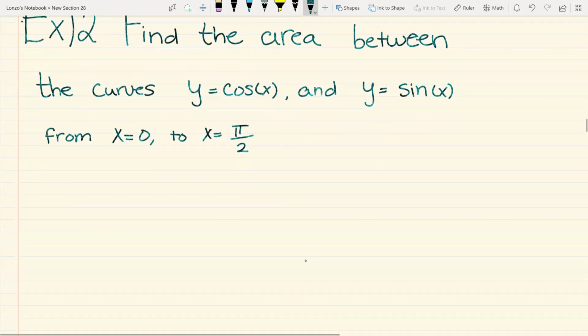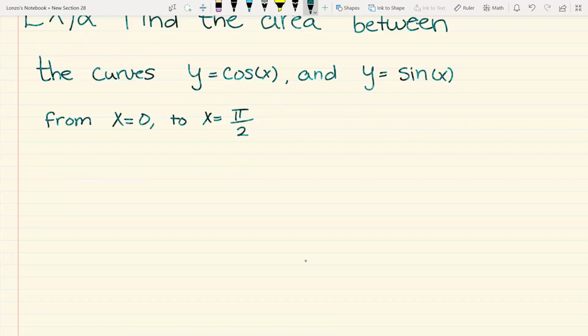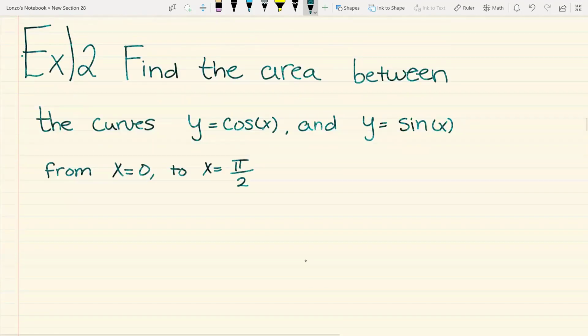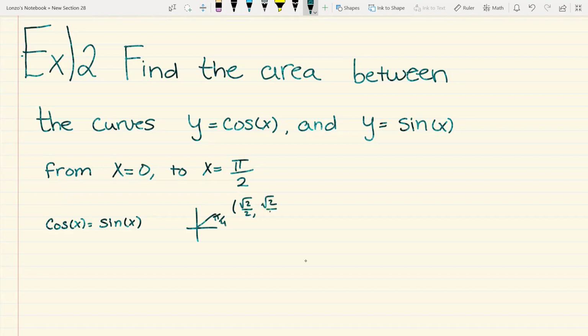So what I'm gonna do is first set the equation to each other. So I'm going to set cosine of x equals to sine of x. So what this means is what degree gives you the same cosine value as a sine value. That would be pi over 4, right? So if you look at pi over 4, it has an x coordinate, or a cosine, of radical 2 over 2, and then it has a y coordinate of radical 2 over 2, correct?